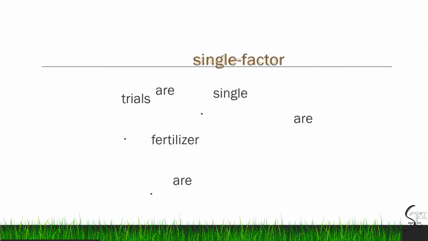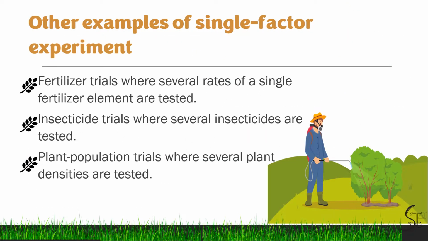And then we have other examples for you to better understand. For example, fertilizer trials where several rates of a single fertilizer element are tested. And then insecticide trials where several insecticides are tested. So the only factor that varies is the insecticide, or insecticide levels, or different brands of insecticides. And then another example is plant population trials where several plant densities are tested. So those are other examples of a single factor experiment in which only one factor varies.